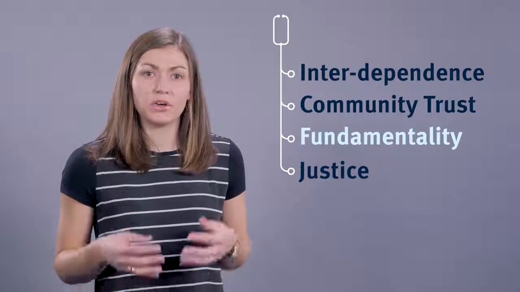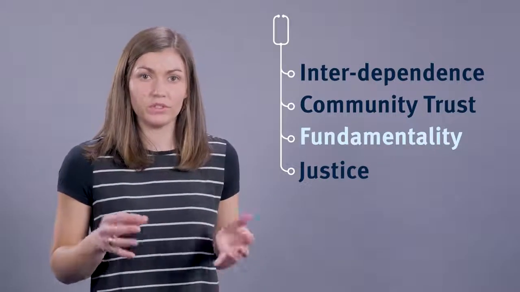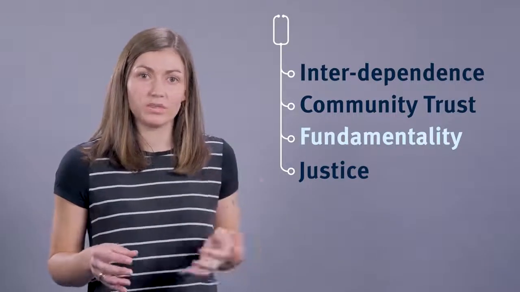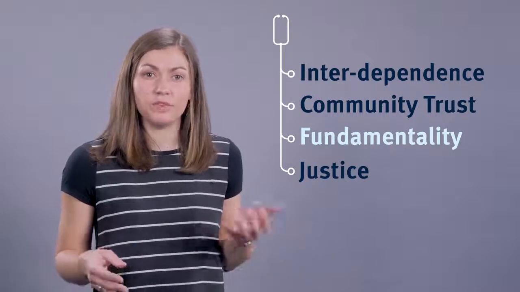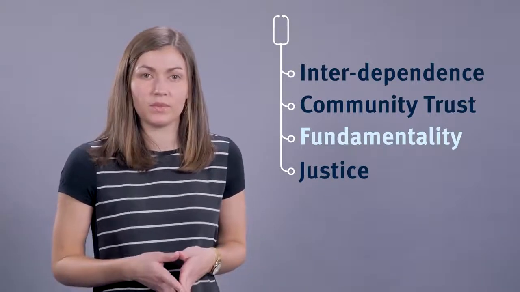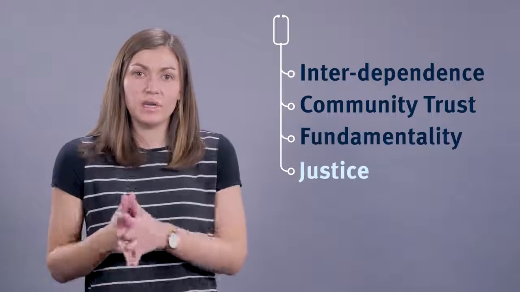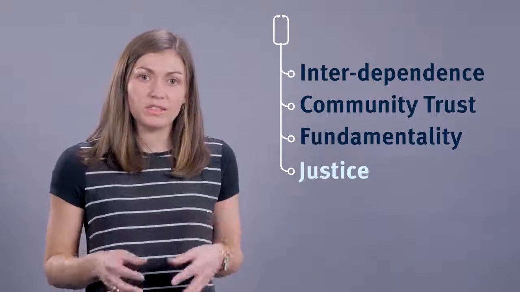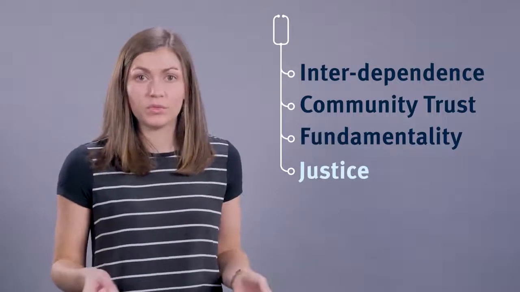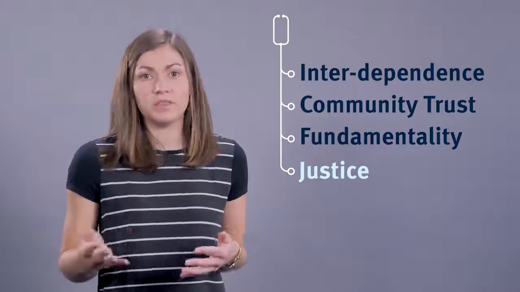Fundamentality is about focusing on the underlying and primary causes of disease, as well as the key requirements for healthy communities, including the physical and social environment. Justice is about ensuring that the conditions necessary for health are accessible to all, including the vulnerable and, of course, the disenfranchised.